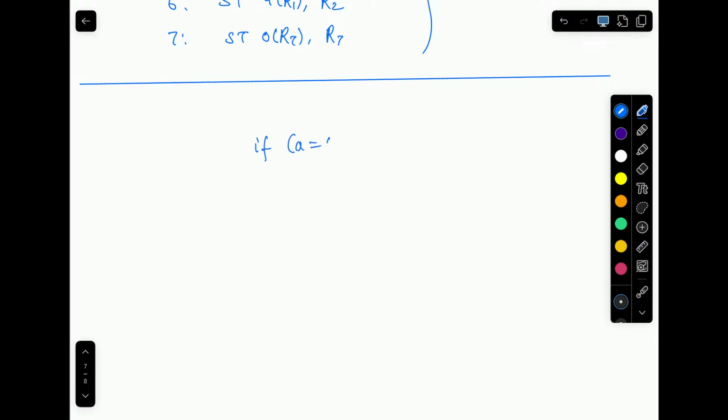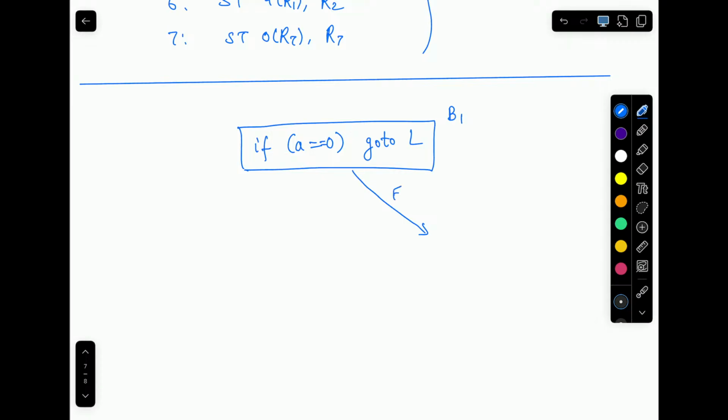Let's say at the high level it's like this: if A equals 0, then go to L. This, let's say, is my basic block B1. After this I have the false branch: if it is not equal to 0, then I execute an instruction C is equal to B. Let's say this is the basic block B2, and then I have a basic block B3 as well, where I have an instruction E equals D plus D, and let's say this is executed irrespective of whether this is true.